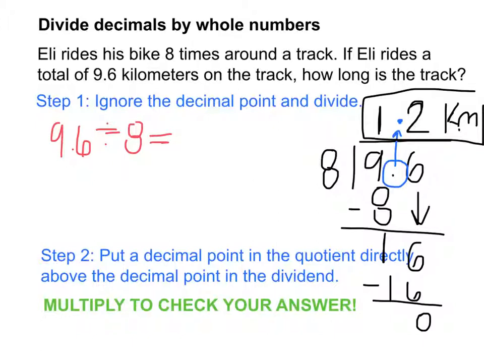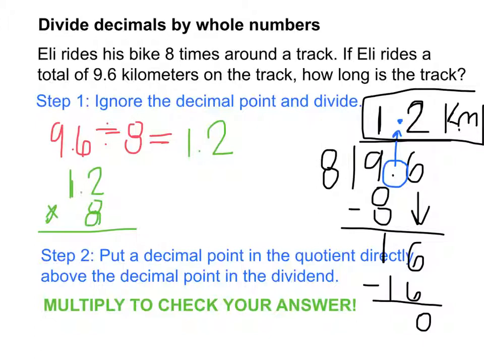So if we know that 9.6 divided by 8 is 1.2, what multiplication equation can we do to check our answer? Vienna? 1.2 kilometers times 8. 1.2, I know you can't see, I'll move really quick, times 8. Good. Okay, so let's multiply.